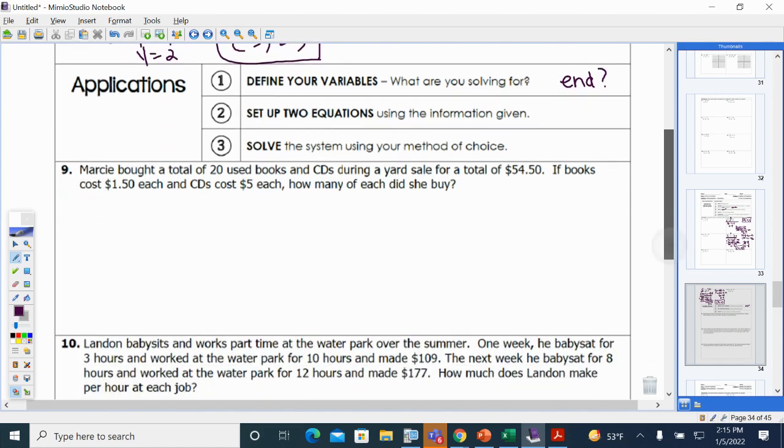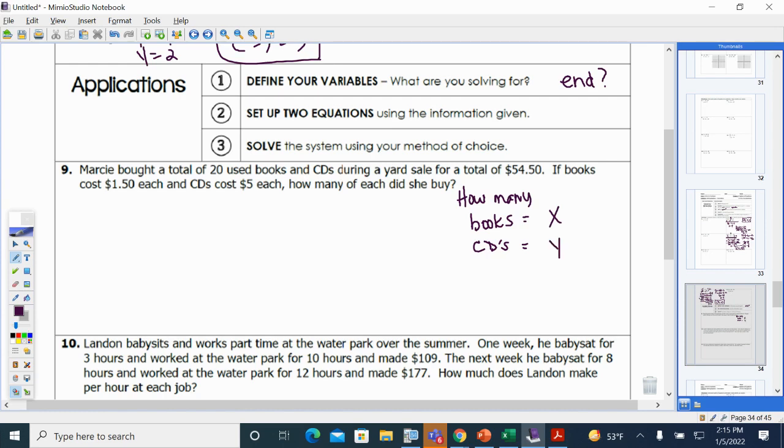We're going to look at question number 9. Marcy bought a total of 20 used books and 20 CDs during the yard sale for a total of $54.50. If books cost $1.50 and CDs cost $5 each, how many of each did she buy? So when it says to define your variables, it's asking us how many books and how many CDs. So I'm going to let books be my X, and I'm going to let CDs be my Y.